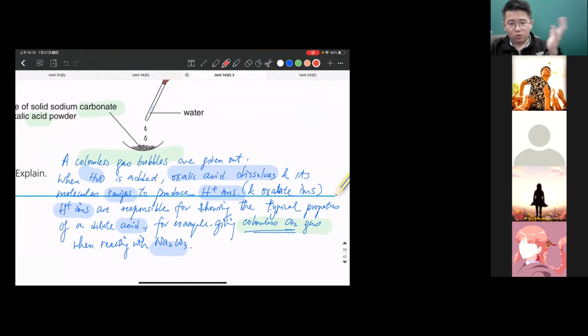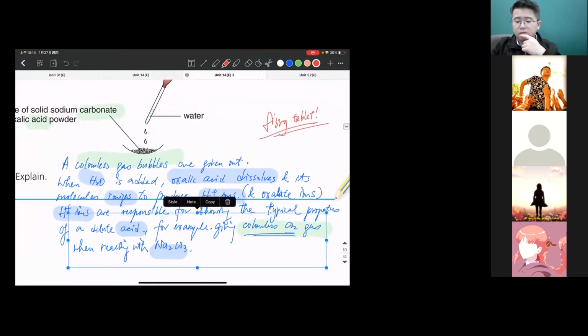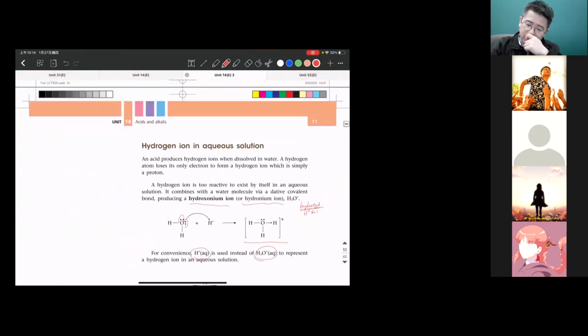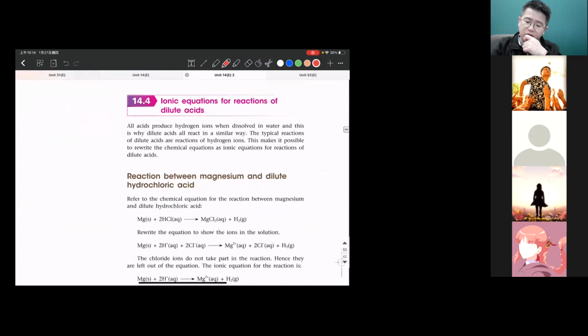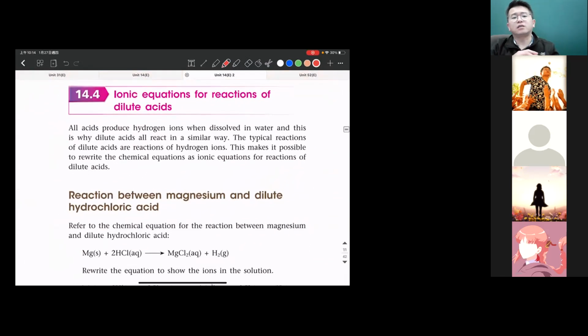So that's why we have the word effervescent tablet. It is something about chemistry and daily life. Okay, I'll just stop here, and we will leave this ionic equation exercise for you to do by yourself, and I would like to check the answer in the next lesson.